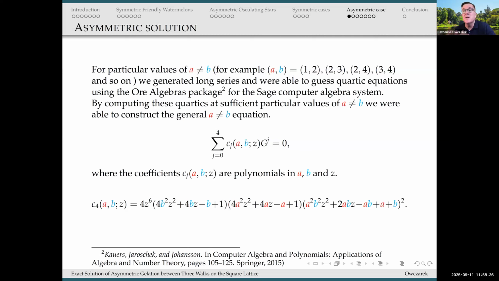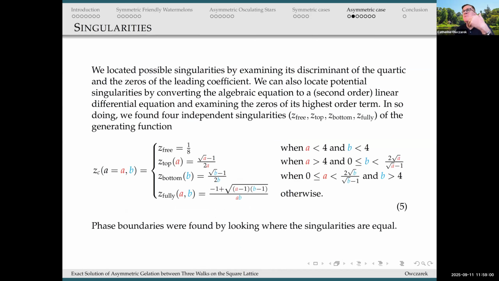And once you have the quartic equation, you can find D, of course, as well. You can find the important aspects of that quartic equation, and the most important coefficient in the quartic equation is the coefficient of g to the 4. And that allows you to find all the exponents and stuff. So we could find that there were 4 singularities to the problem. Those 4 singularities related to the 4 different phases.